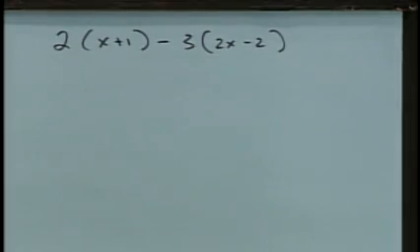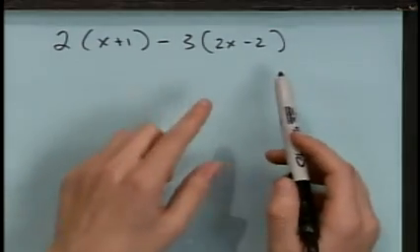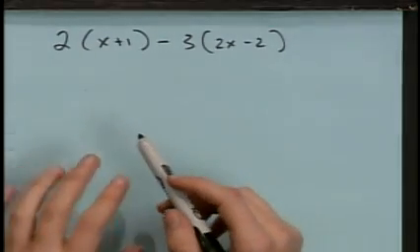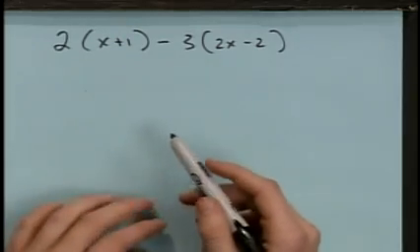Today we're going to be simplifying expressions, specifically by collecting like terms and by using the distributive property. So, now let's look at a sample expression. Here, the first thing I notice is that there's parentheses, which means I'm going to have to use the distributive property, and then I'm going to collect like terms.